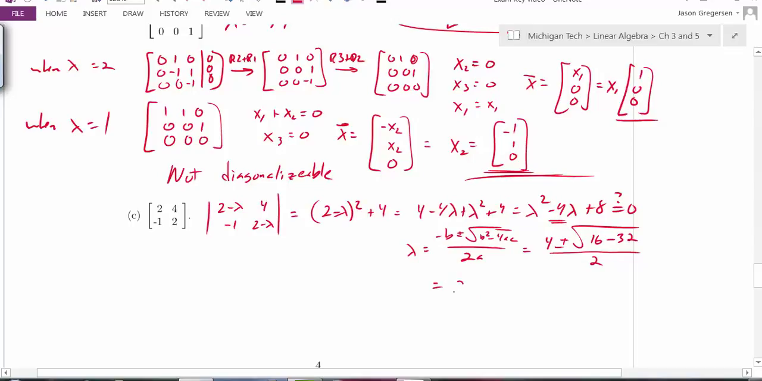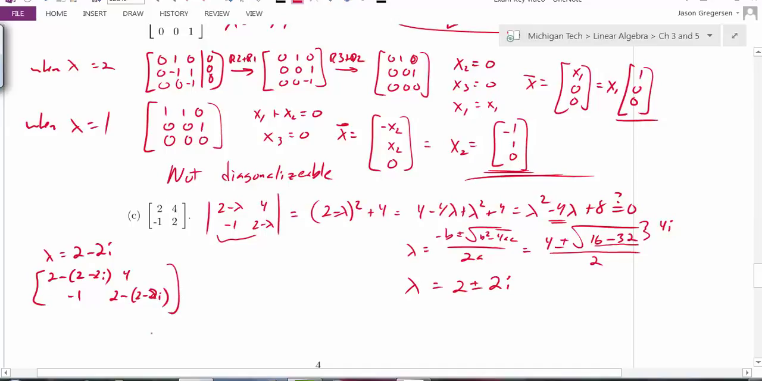We'll simplify this to get 2 plus or minus. We have 16 minus 32 is negative 16, and the square root of negative 16 is going to be 4i. 4i divided by 2 is 2i. So looks like my eigenvalues are lambda equals 2 plus or minus 2i. I have complex eigenvalues. All right, so now to find the eigenvectors, I'm going to start by using lambda equals 2 minus 2i. I'm going to plug that into my equation. So I will get 2 minus the quantity 2 minus 2i, 4, negative 1, and 2 minus the quantity 2 minus 2i.